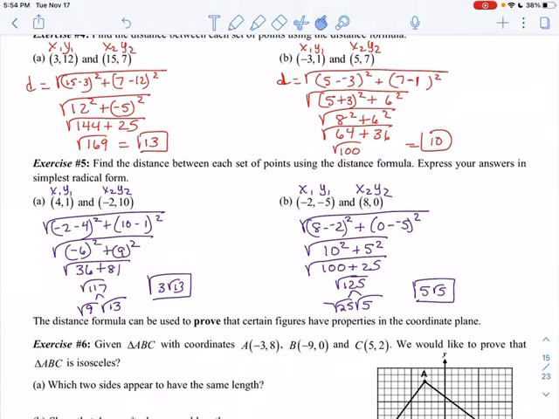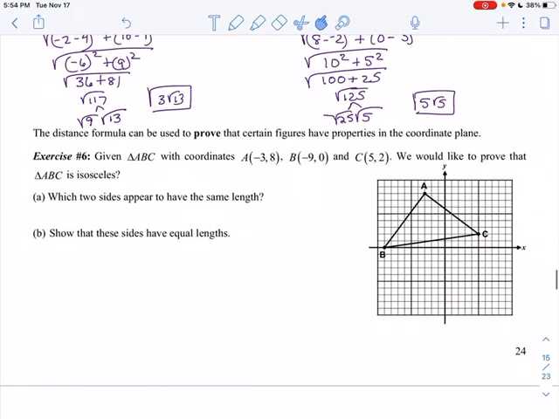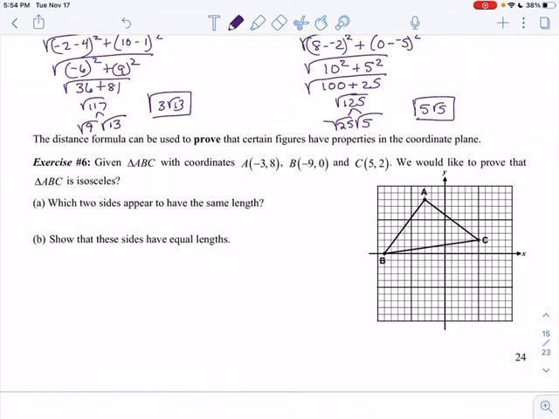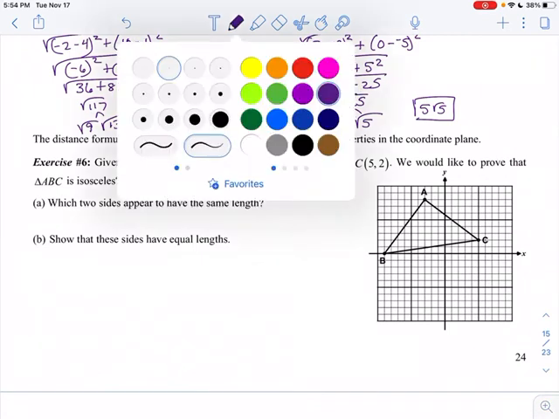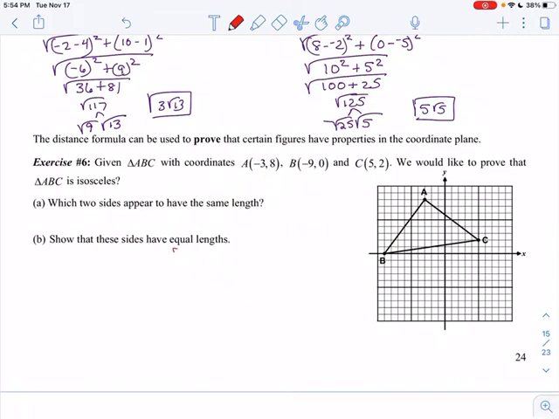Okay, and now how am I going to use the distance formula? We're going to do what's called coordinate geometry proofs. Now, don't be afraid because I'm using the word proof. It's not a real proof. I want a given triangle ABC. It's already plotted there. A is negative 3, 8. B is negative 9, 0. And C is 5, 2. What we would like to prove is that ABC is isosceles.